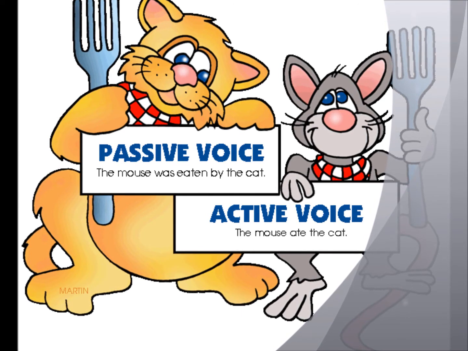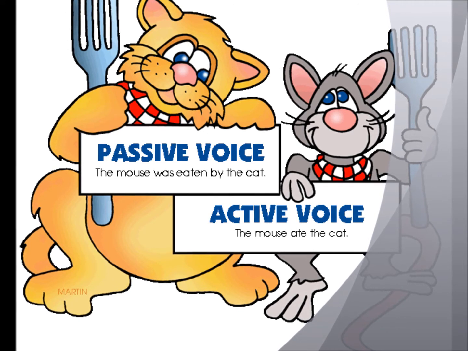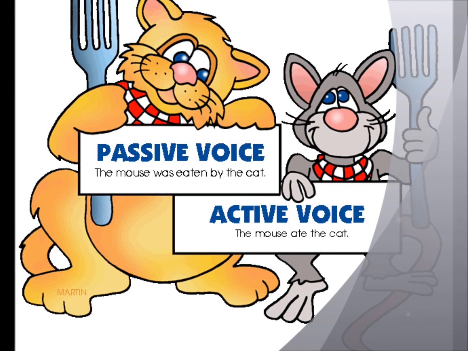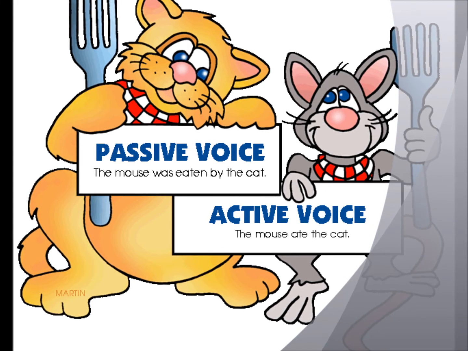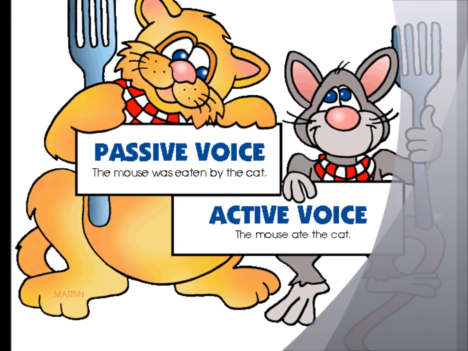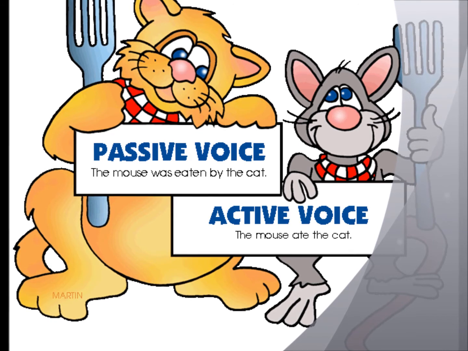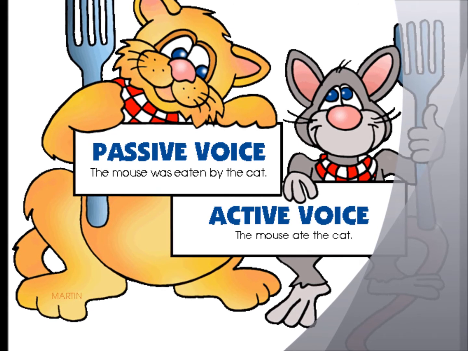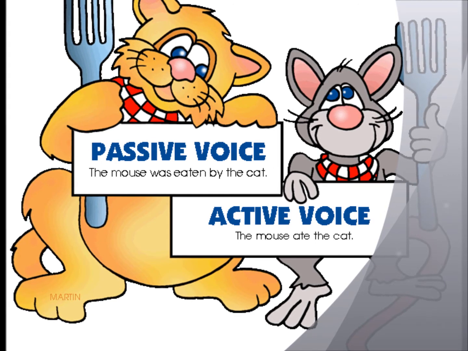The form of passive is subject plus finite form of to be plus past participle. Example: a letter was written. When rewriting active sentences in the passive voice, note the following. The object of the active sentence becomes the subject of the passive sentence. The finite form of the verb is changed to be plus past participle.